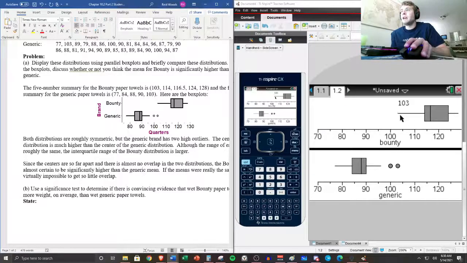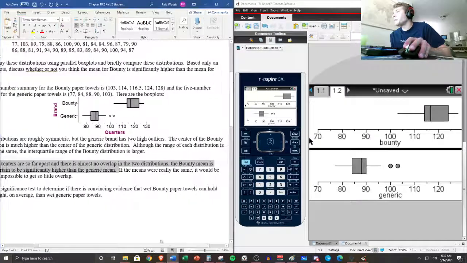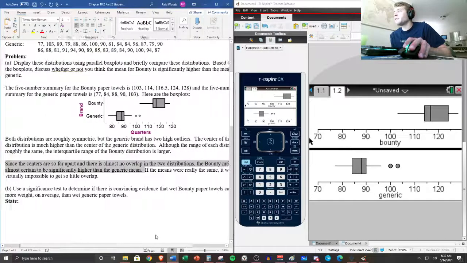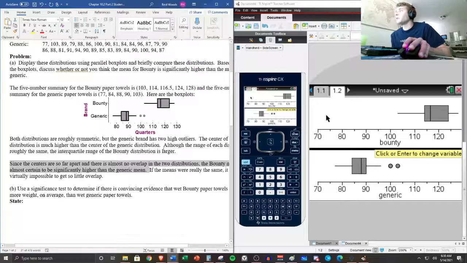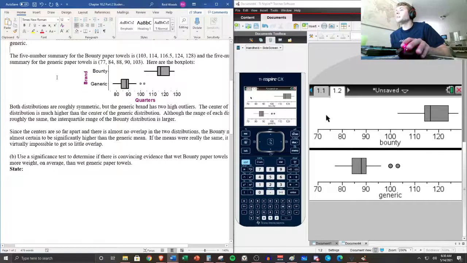Pretty much every value, the highest value here is equal to the lowest value here. There's no doubt that the means are going to be higher. The centers are so far apart and there's no overlap in the distributions. The Bounty mean is almost certain to be significantly higher than the generic mean. If the means really were the same, it would be virtually impossible to get so little overlap. I think this is a very obvious question, and that's how you'd want to respond to it, just by looking at the graph.